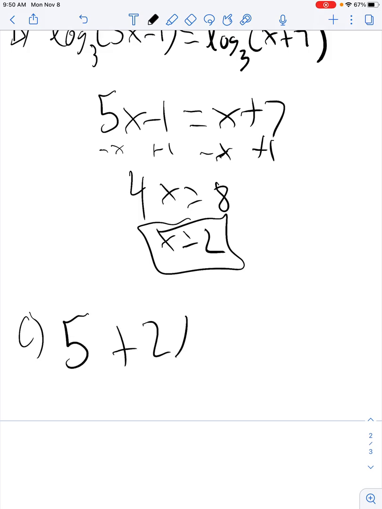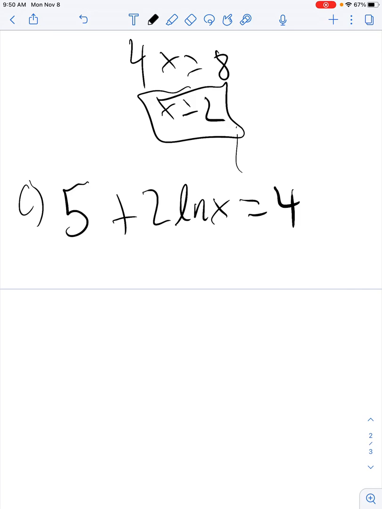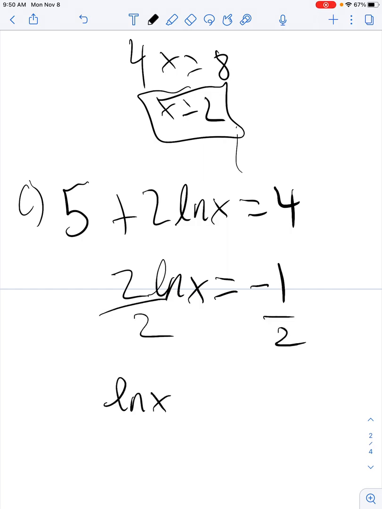Part C, let's say we want to solve 5 plus 2 ln x equals 4. So again, I'm going to start by subtracting that 5. So I'm left with 2 ln x equals negative 1 by subtracting on both sides. I'm going to want to get rid of this 2 out front, so dividing by 2. So the natural log of x equals negative 1/2.